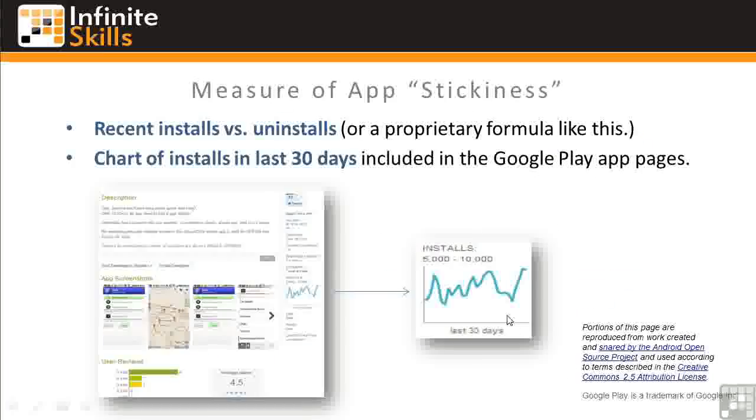As a note, Google has recently implemented a rules policy against keyword spamming. And Google has also added a measure of app stickiness using a proprietary formula that measures recent installs versus uninstalls. And it can be visualized by using the recent installs chart on the web version of Google Play. A chart line moving up would show an app with a good sticky factor.